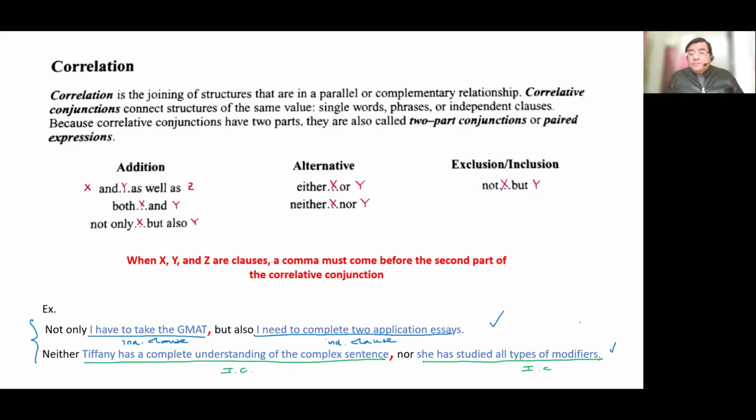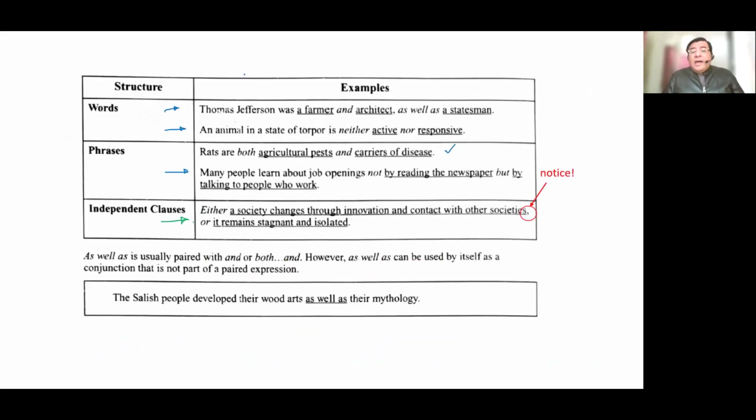Let's see one more example here. Either a society changes through innovation and contact with other societies, or it remains stagnant and isolated. So you can see that there are two independent clauses, a society changes, and so on. And the second one is it remains stagnant, and so on. And they're being connected, these two independent clauses, using either X or Y. But notice that before or, the second part of this correlative conjunction, there is a comma, mandatorily.